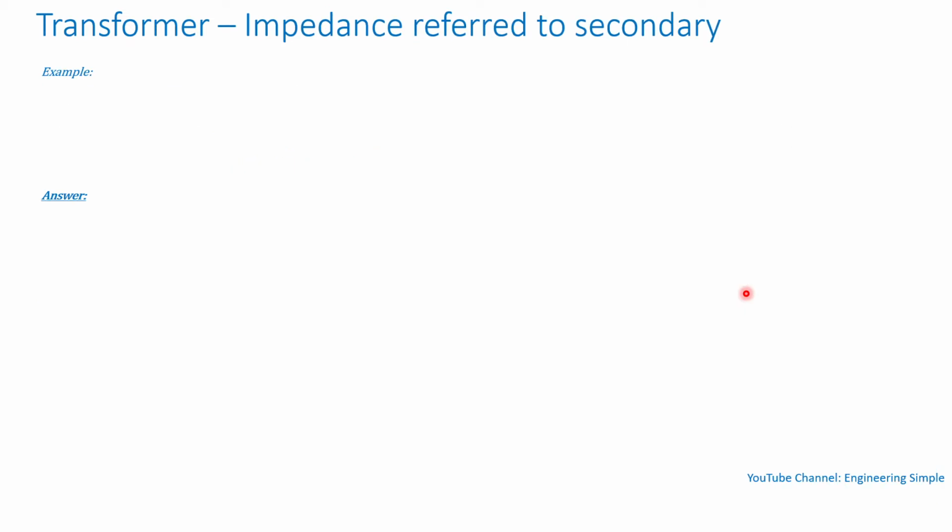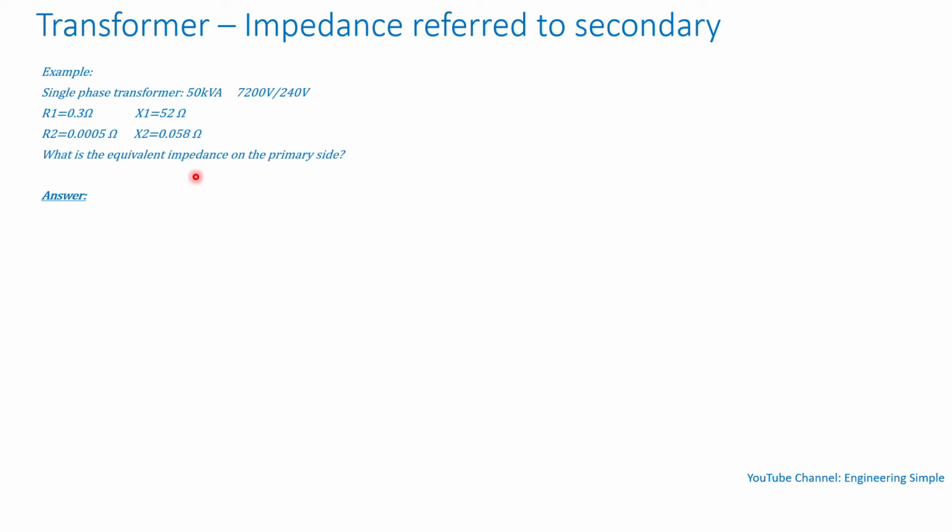Now let's see an example on how to refer the impedance to the secondary side this time. So I have the same example. So what is the equivalent impedance on the secondary side?